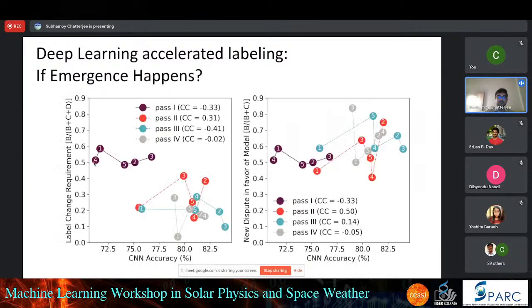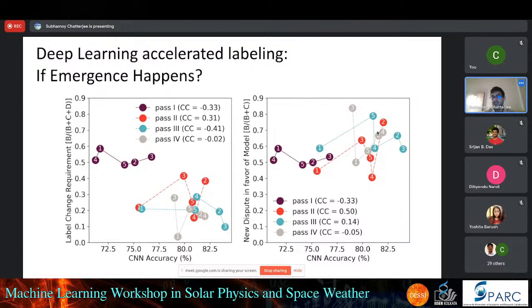So these dark circles here are at the initial pass one, right? And these numbers here are the different training validation blocks, right? So on the x-axis, what you see is the accuracy of the model, and as you can see, as you go to the higher passes, the accuracy improves as well as the requirement of changing mislabels reduces. And if you look at this in another way, if you now just take the ratio, as I was saying, as you are going to higher passes, it turns out that the model understands which are wrong and which are correct.